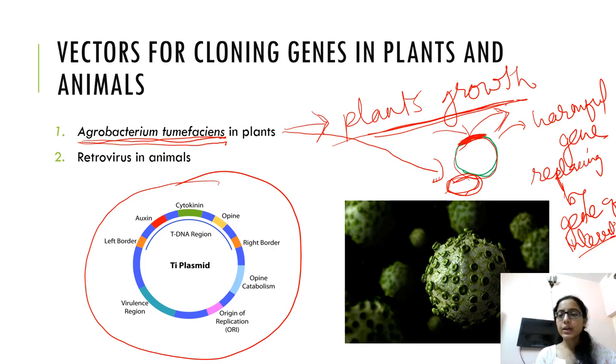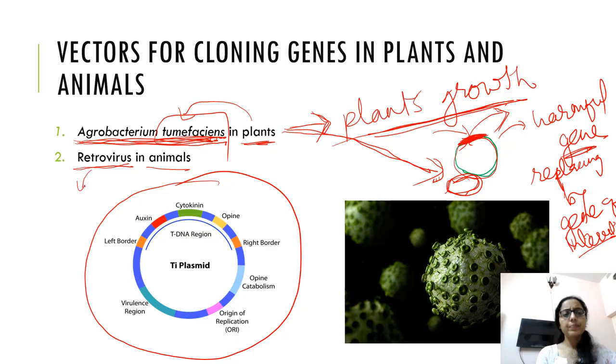First of all, we are protecting the plant against this infection. It causes tumor in the plant. Tumefaciens, Agrobacterium tumefaciens, you can remember like this. It can cause tumor in the plant. But we have removed this tumor-causing gene, and we have introduced our gene of interest. So that will not cause tumor in the plant, plus we can get our desired characteristic in the plant. So this is one of the vectors used for plants, Agrobacterium tumefaciens, and retrovirus is the vector in animals.